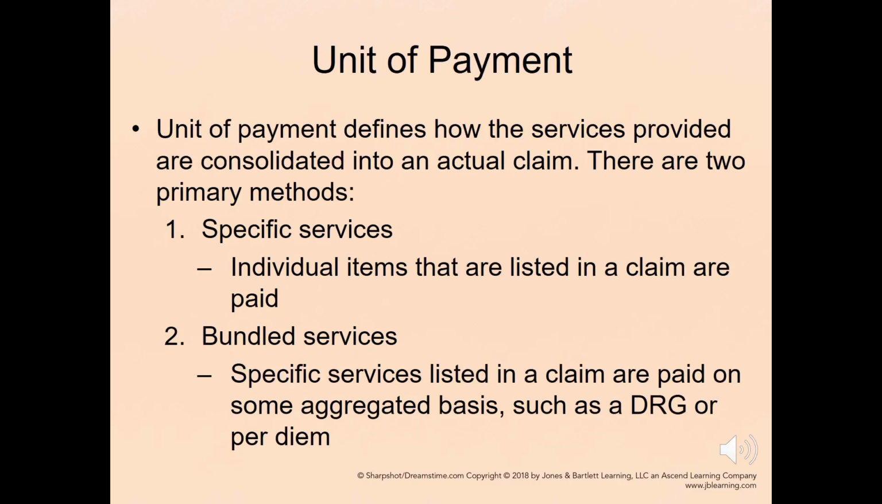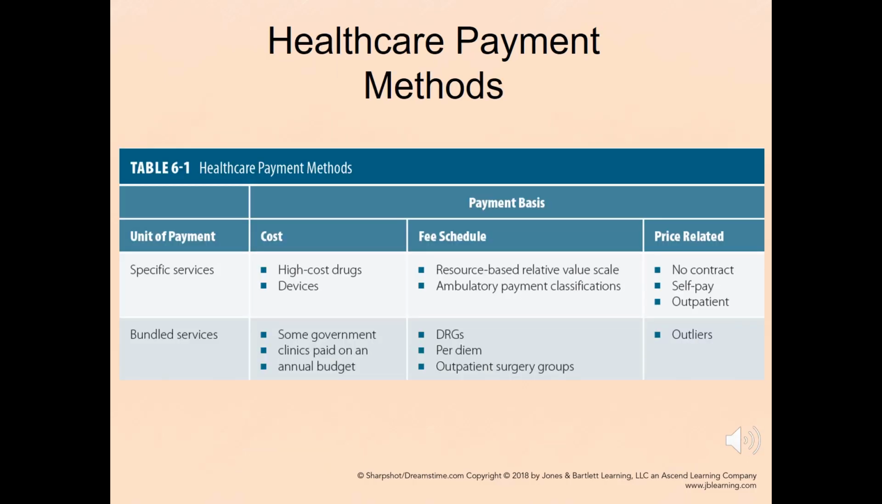Unit of payment defines how the services provided are consolidated into an actual claim. There are two primary methods. One, specific services, where individual items that are listed in a claim are paid, and two, bundled services, where specific services listed in a claim are paid on some aggregated basis, such as a DRG or per diem. Table 6.1 shows the healthcare payment methods. You can see the unit of payment and the payment basis based on cost, fee schedule, and the price-related components.